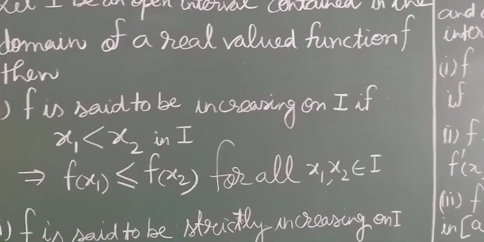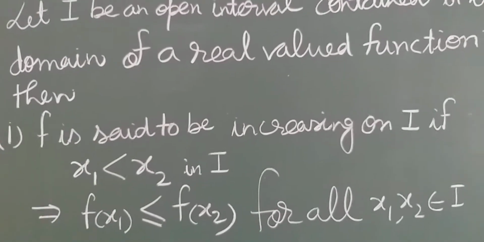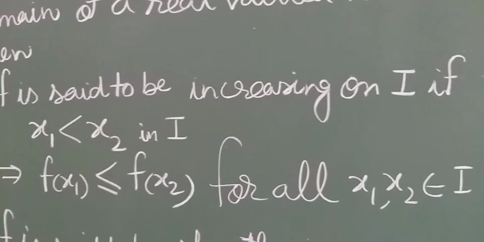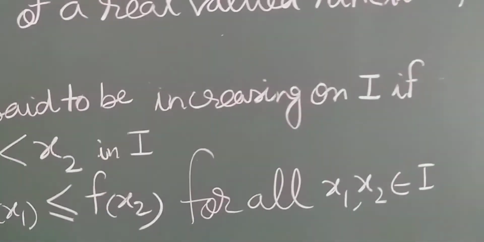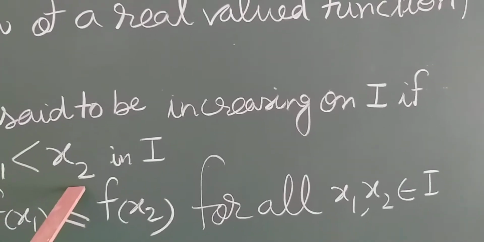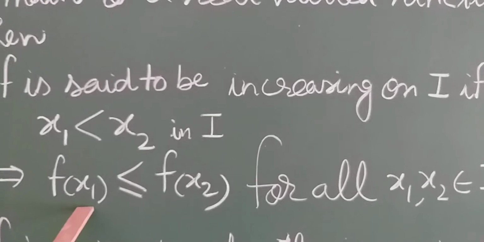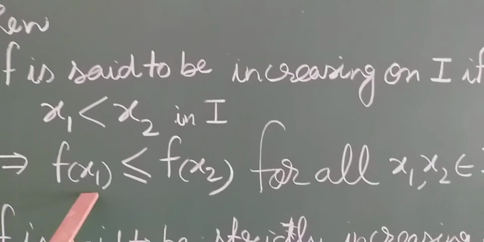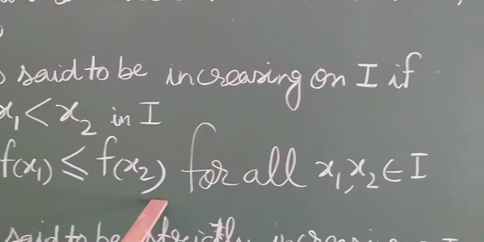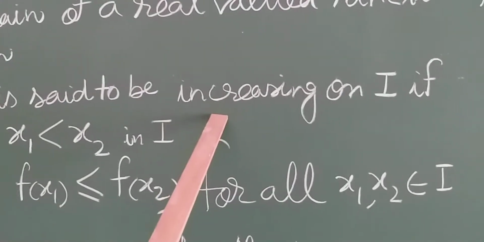Students, if we take two values from the interval I, and in these values x1 is less than x2, and the value of the function at x1 is also less than at x2, then the function is called increasing.